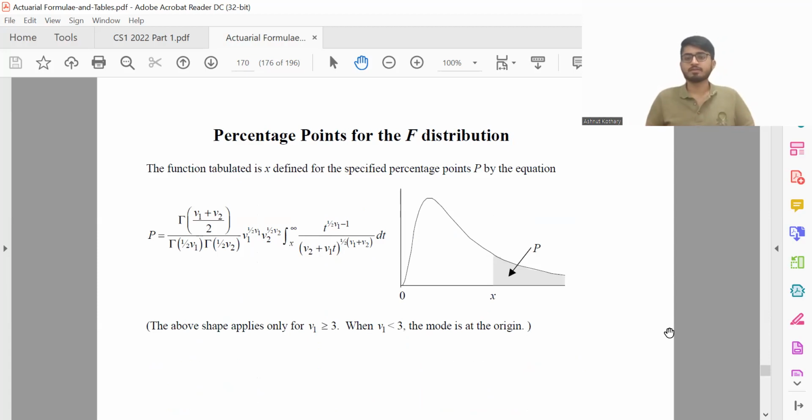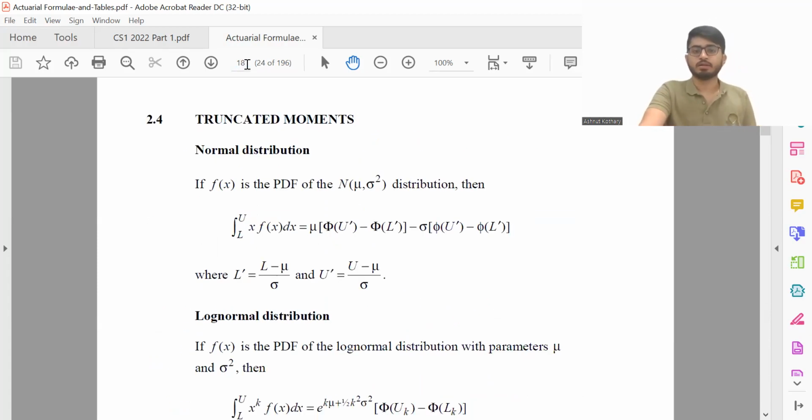Apart from that, another result is given in tables, page number 18 if I'm not wrong. Yes, this is very important. More specifically for higher papers, CS2 and CM2, but in CS1 also this can be tested. Page number 18, truncated moments section. There are two results which you can directly use.